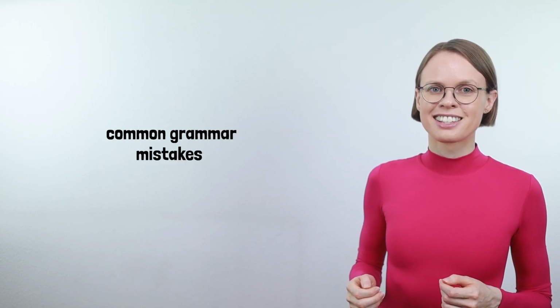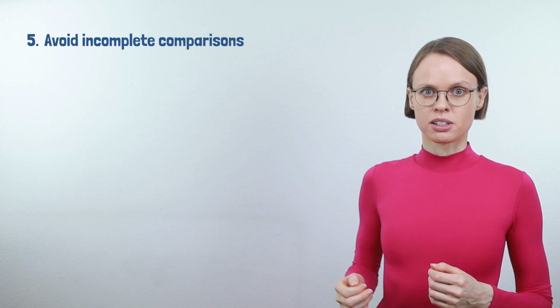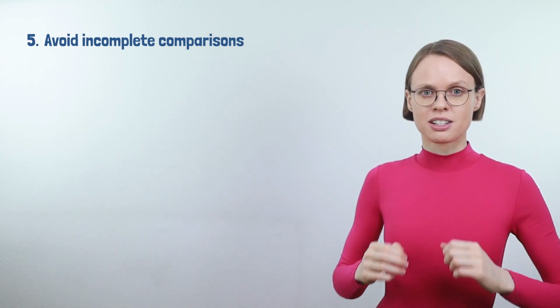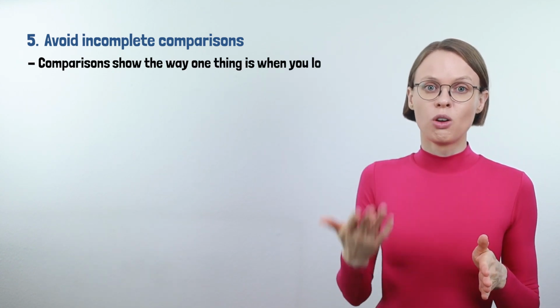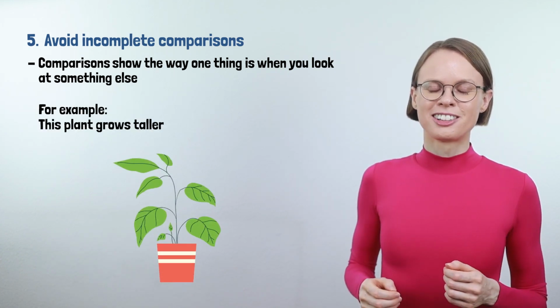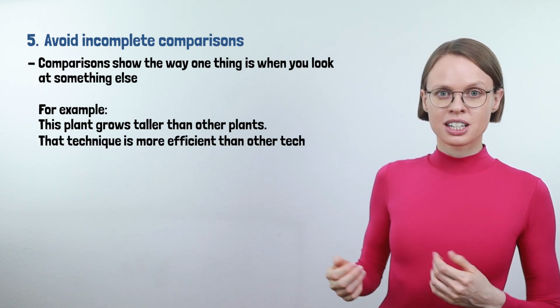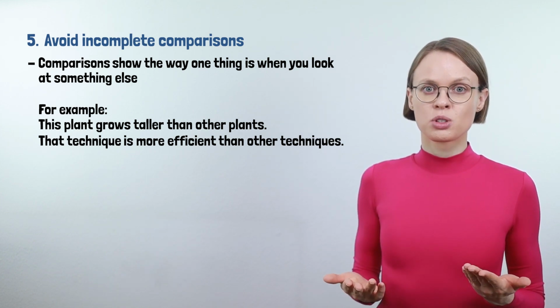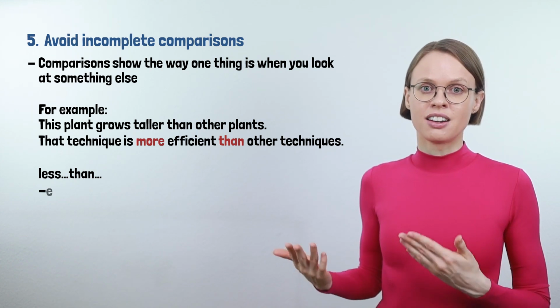My last 2 comments are about common grammar mistakes. One grammar mistake is incomplete comparisons. The academic lecturer often uses examples, and examples use comparisons. Comparisons show the way one thing is when you look at something else. For example, this plant grows taller than other plants. That technique is more efficient than other techniques. Comparisons use words like more than, less than, and the suffix er.